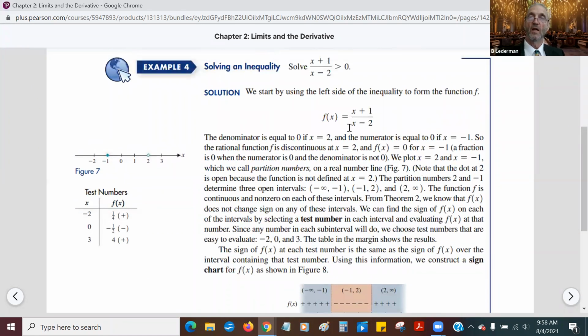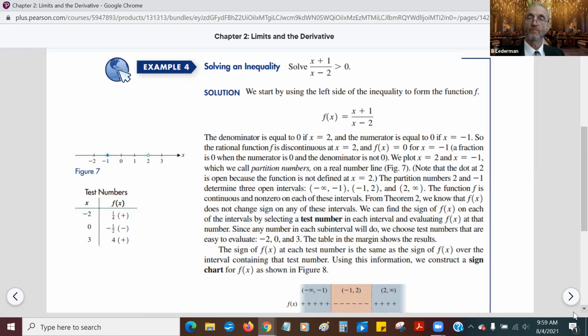So let f of x equal x plus 1 over x minus 2. The denominator is equal to 0 when x equals 2, so that's the bad value. The top is equal to 0 when x equals -1. So it's discontinuous when x equals 2, and it equals 0 when x equals -1.